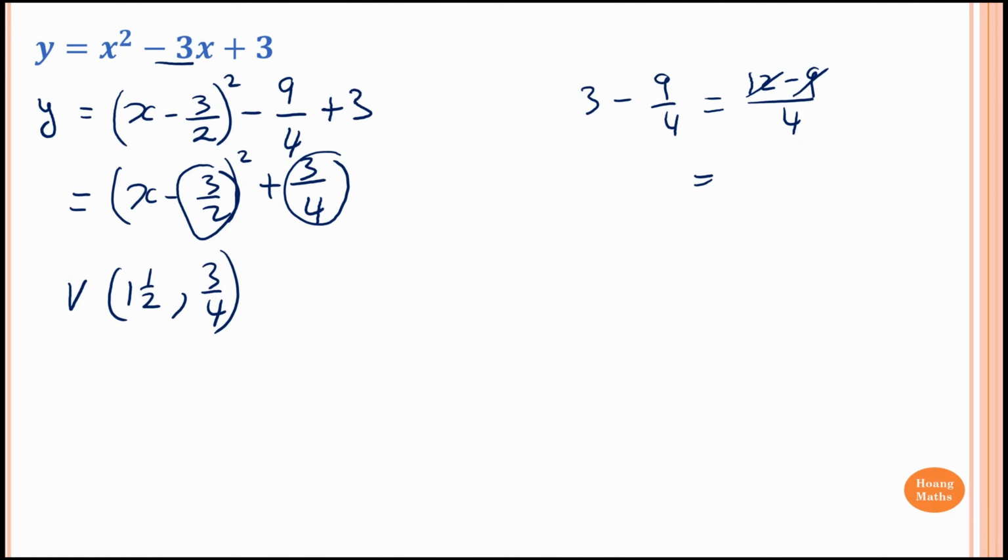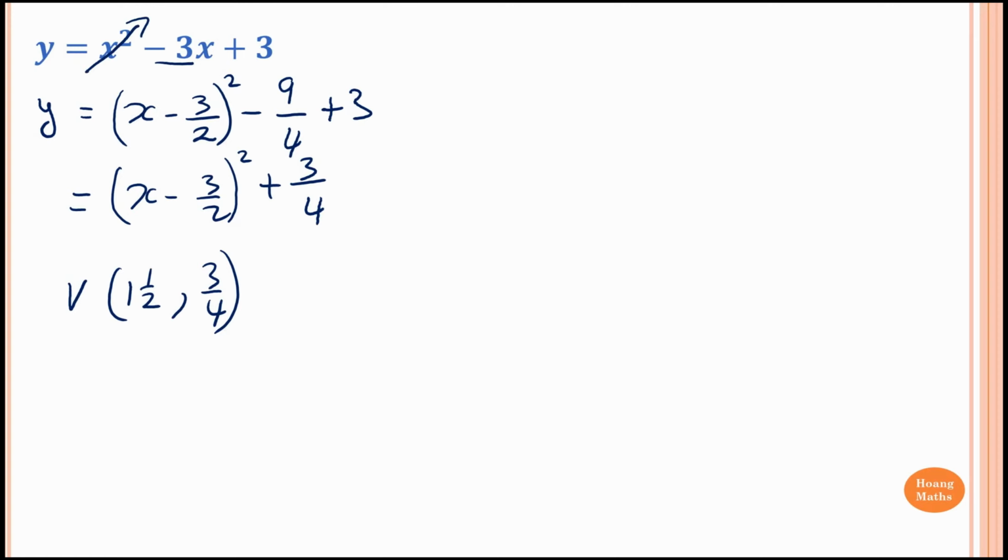That's the vertex. So now we find the y-intercept. That means when x equals 0. When x is equal to 0, this becomes 0, this becomes 0. So the answer is 3. So the y-intercept is equal to 3.